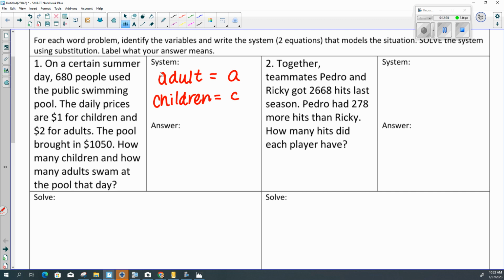Okay, from there, there's got to be two different sets of information that you're writing equations with. So I can see this is the number of people, and I can see that all of this information talks about the cost. That's one way that I try to break it up. This particular one is a total of 680 people. Adults plus children equals 680. So maybe write that down. That's one equation. It's just the number of people. It has nothing to do with the cost.